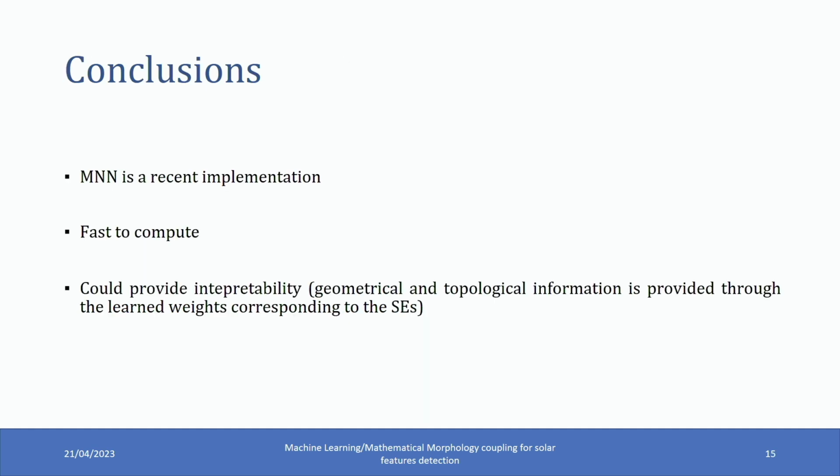So to conclude, I would say that the morphological neural network is a quite recent implementation, because the method is quite old now, but its implementation with neural networks is very recent. But it's fast to compute, because there are much fewer parameters to learn. And also, it could provide some interpretability. We could have some more insights into the neural networks, because the weights that are learned during the backpropagation algorithm correspond to the structuring elements of the morphological neural network. So this can give us some geometrical and topological information, because intuitively we can understand a bit better how the image was processed in terms of geometrical operations.